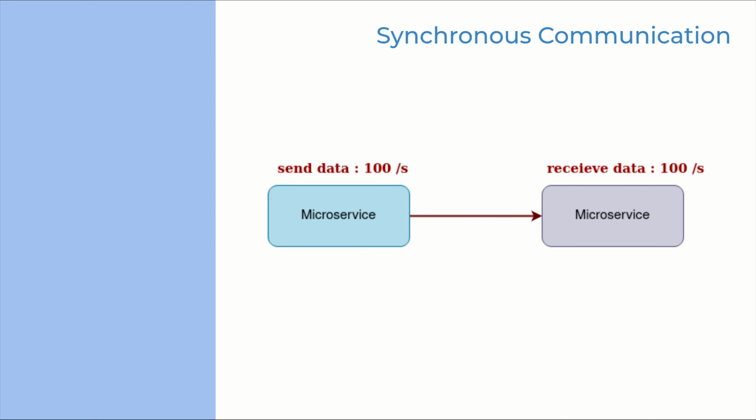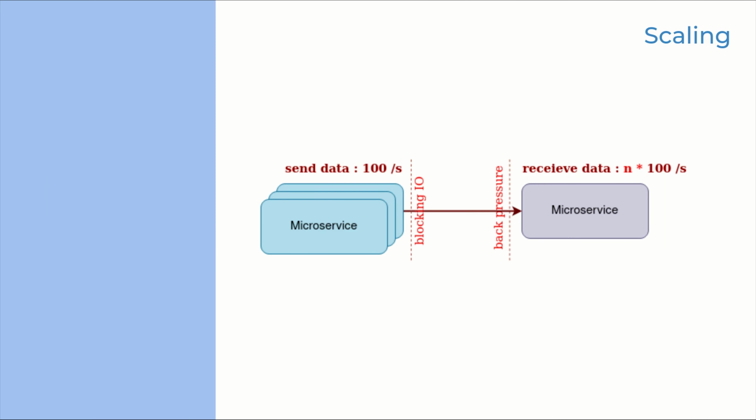Let's see how synchronous communication works and why it is not suitable for distributed log eventing workflows. We have these two services communicating with each other at the same rate, and all is going well under low throughput. So what if the processing rates are different and microservices start to scale up?